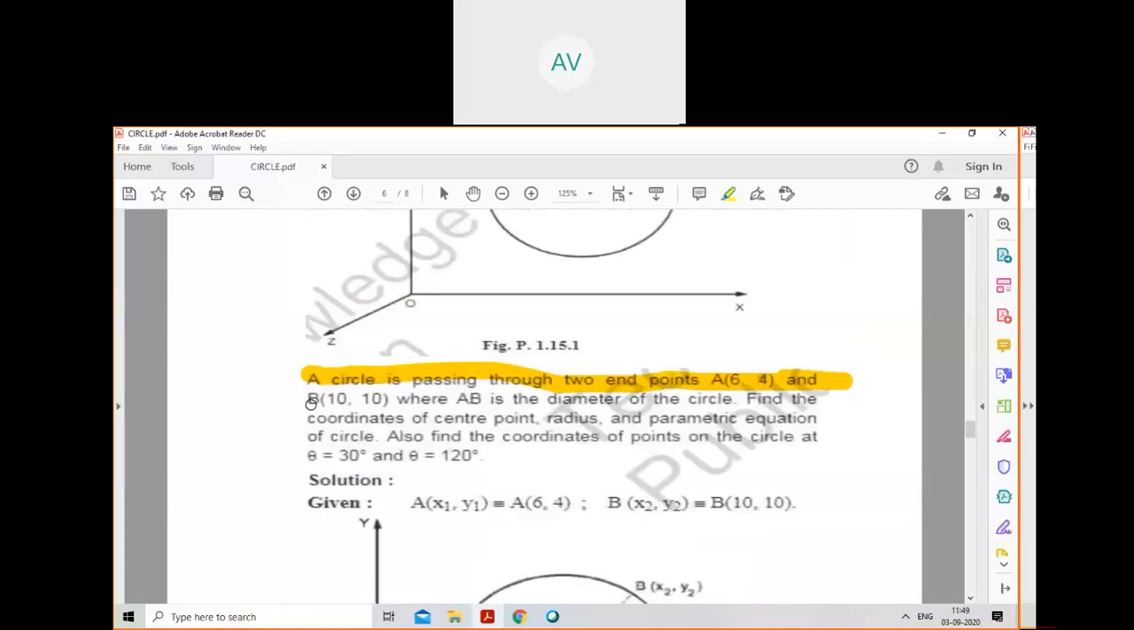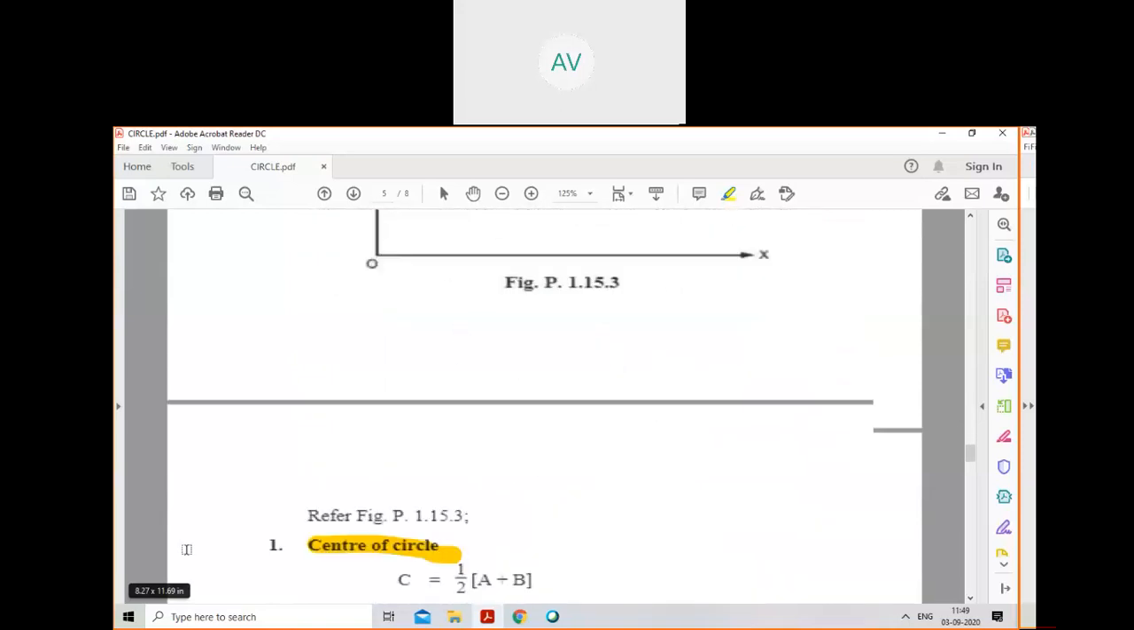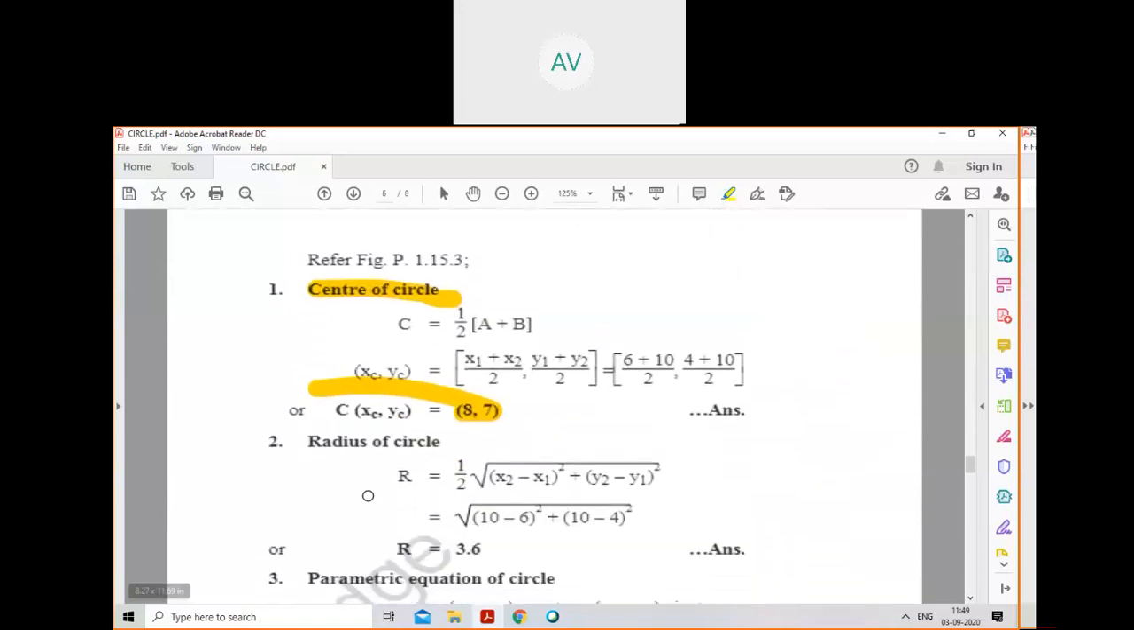Next you have to find the radius of the circle. The radius of the circle is nothing but the length of AB divided by 2. So using the length of line formula, root of (x2 minus x1) square plus (y2 minus y1) square, make it half, and you will get the radius of the circle.